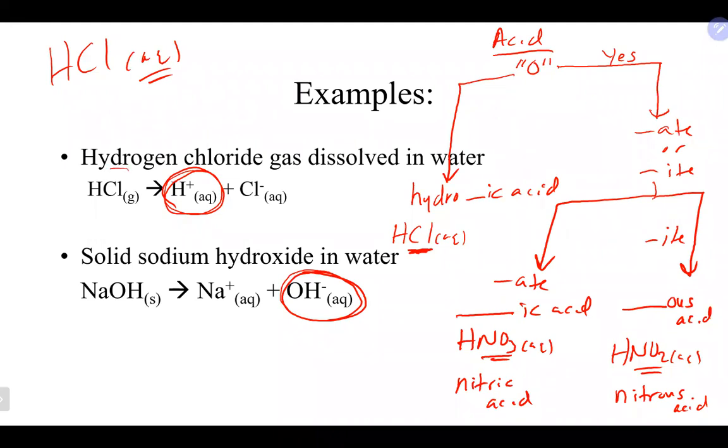That is why in the gas phase it would be called hydrogen chloride. In the aqueous phase it will allow the H plus ions to go away and float around in the solution. Also, the cation for acids is always H plus. So H plus is always the positive guy for an acid. Any questions on that?